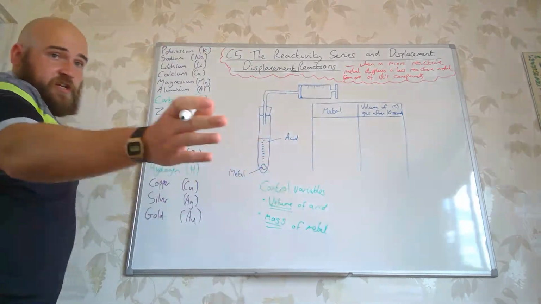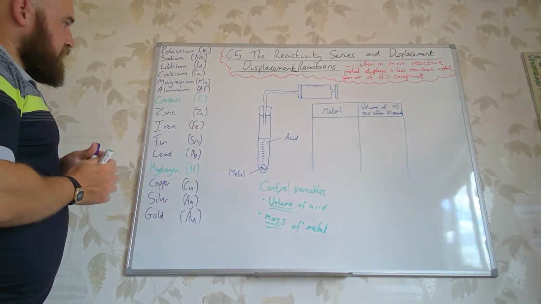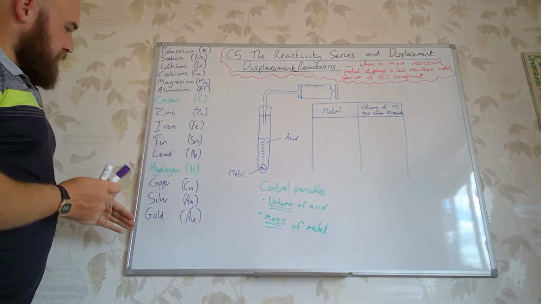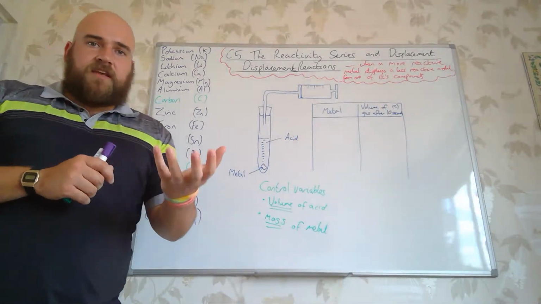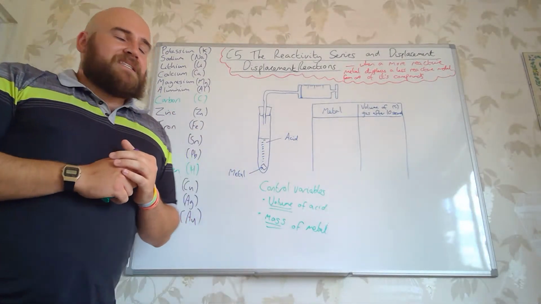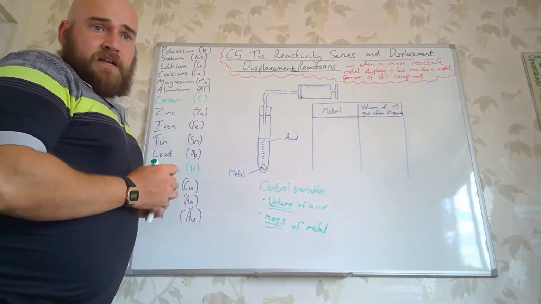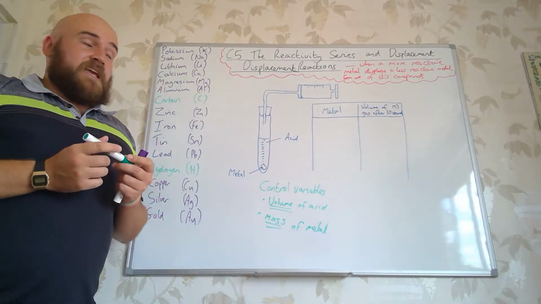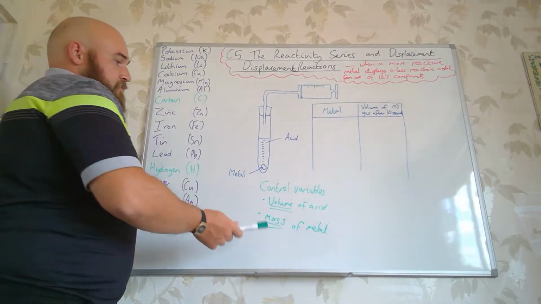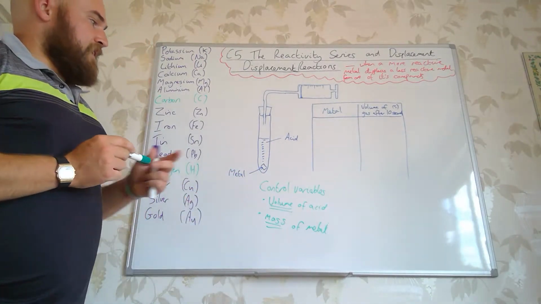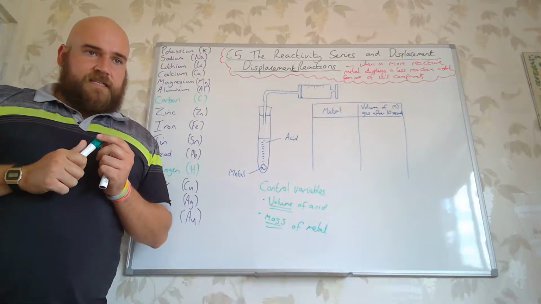So what we could do, great idea, is we take all these metals and just weigh them on some scales to make sure we've got the same mass each time. So we've got volume of acid, mass of metal. Someone said same temperature. Yes, of course. So the same, doing it at room temperature, because that will affect how quickly the reaction happens. Very good answer to that.